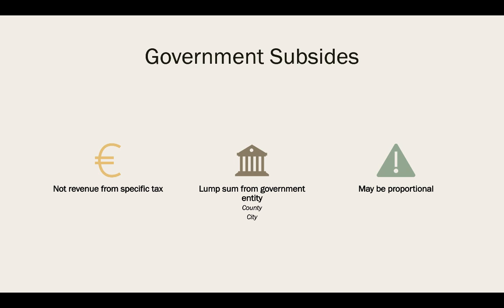Now, this may be proportional. They may say we're going to give you $500,000 a year, no matter what, or they may say we're going to give you 20% of your budget. So as you're developing your budget request for the next year, your government is going to give you 20% of that requested amount, or they may give you just a lump sum, let's say $500,000.